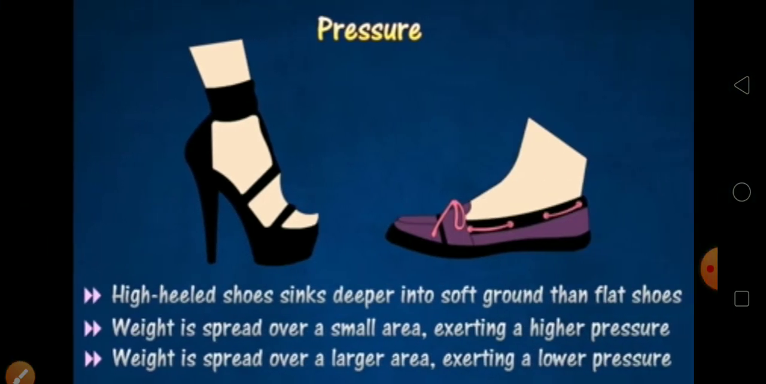Here you can see the difference between two types of shoes. High heeled shoes sink deeper into soft ground than flat shoes. Why children? High heeled shoes have very little area of contact with the surface, but flat shoes have more area of contact. If area is more, then pressure will be less. As weight is spread over a small area, it exerts higher pressure in case of heeled shoes. But in case of flat shoes, weight is spread over a larger area. For that reason, it has lower pressure.